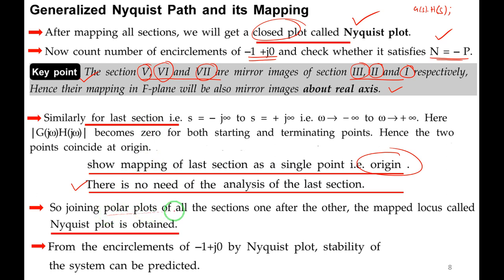So we came to know that joining all the polar plots of all the sections one after another, we will get the mapped locus. That locus or closed locus, we call it as Nyquist plot, right? And we will get the number of encirclements and the stability criterion N equal to minus P. Already I have told here, right? The same thing has been discussed once again here.